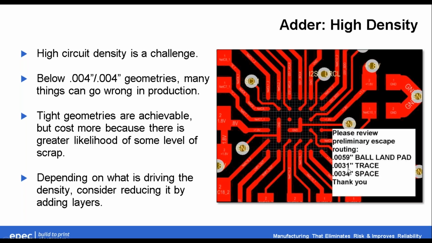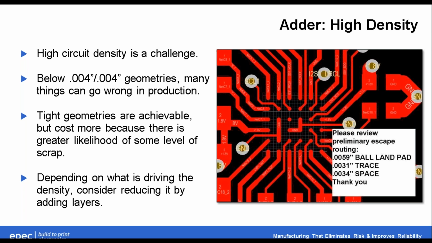High density boards are a cost adder all by themselves. High density circuitry is a challenge. Below about 4 and 4, which I guess is 0.01 millimeters, many things can go wrong in production. Tight geometries are achievable, but they cost more because there's a greater likelihood of some level of scrap. You're operating closer to the limits of your process, so you end up throwing stuff away, and you have to be very careful during the process.